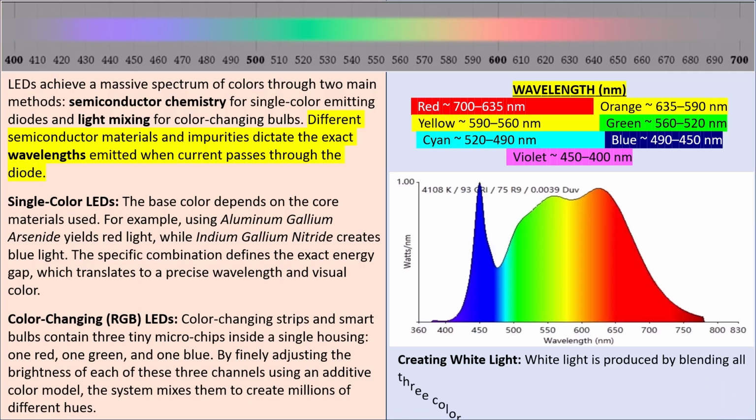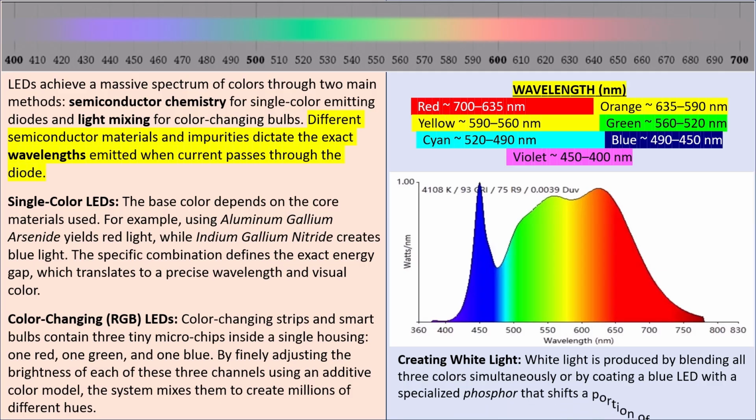Creating white light. White light is produced by blending all 3 colors simultaneously or by coating a blue LED with a specialized phosphor that shifts a portion of the blue light into yellow, combining it to make a standard white light.